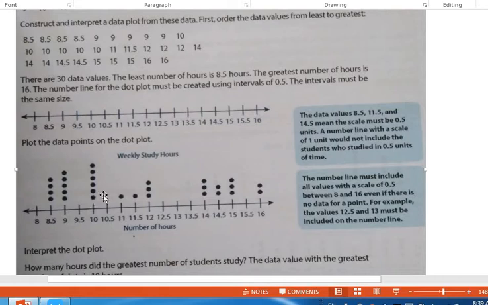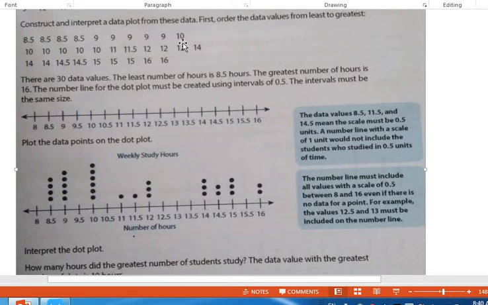Here I will put 5 nines. 1, 2, 3, 4, 5, 6. So I will count it again. 1, 2, 3, 4, 5, and here it's written 1, 2, 3, 4, 5. Yes, I just counted this. So this is 5 dots, right?